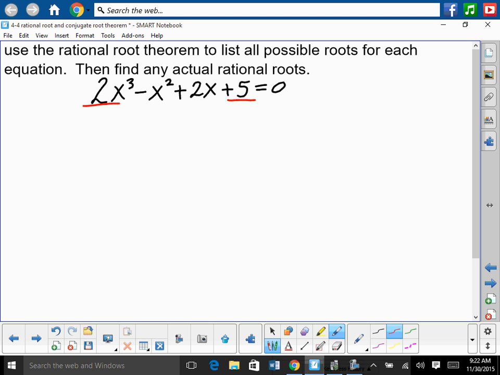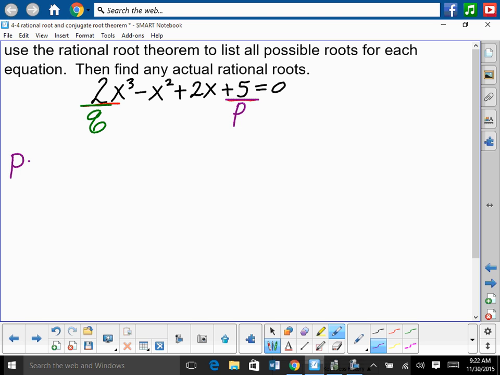Now this is the important part. The front leading coefficient, which is 2, that's going to be our q. And then this n term is going to be our p. Now we're going to list out factors of p and q. I'm going to start with p on top.